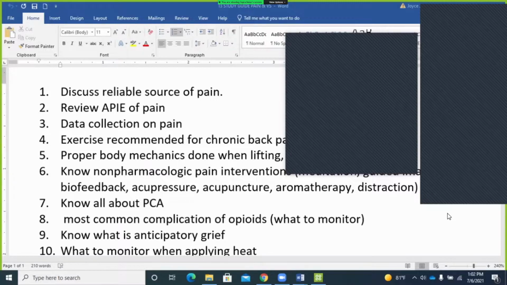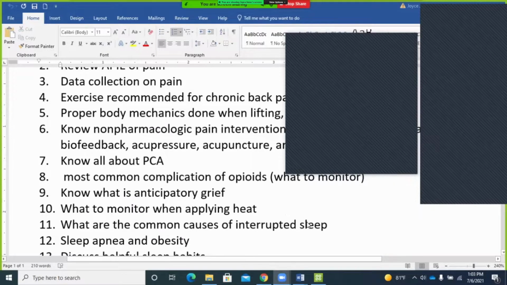If I'm the patient, I'm going to tell my nurse if I need more, because she won't know until I tell her. So this is again your data collection of pain. There's a lot of data collection of pain in your test, so please be wise and do not get distracted. What else? Most common complication, what to monitor. We already answered that.